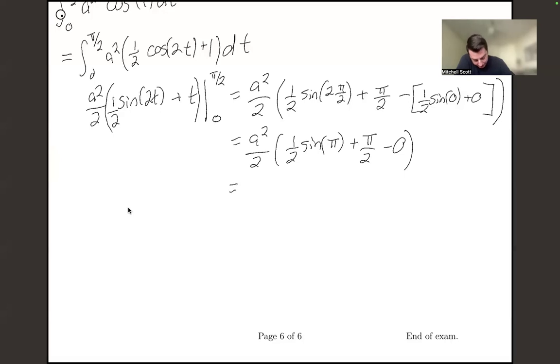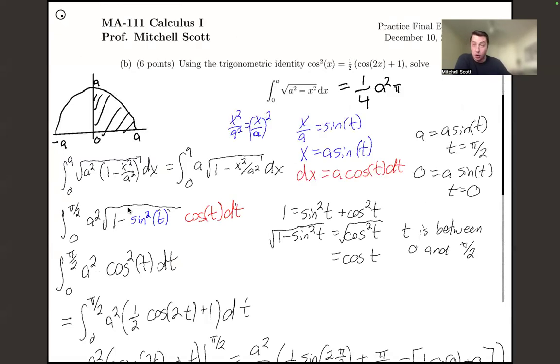So this ends up being a squared over 2 times 0 plus pi over 2, which means we have a squared pi over 4, which is exactly what we expected the answer to be because we know geometrically what it is. It's the quarter of a circle of radius a. So it's going to be pi a squared times 1/4. And we found out that our geometrical intuition and our calculus intuition will give us the same answer.